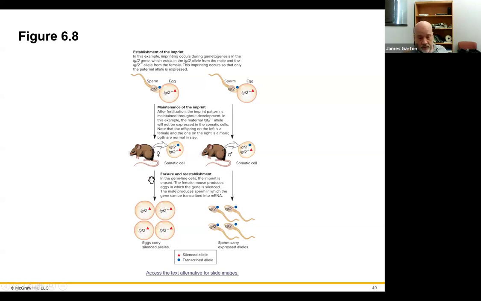In the germline cells, this imprint gets erased and then reestablished. And so in the eggs that are produced, that particular gene has been silenced. In the sperm cells that are produced, that gene is active. But one half of those sperm will carry the mutant version. The other half will carry the normal version, and that will affect the inheritance pattern.